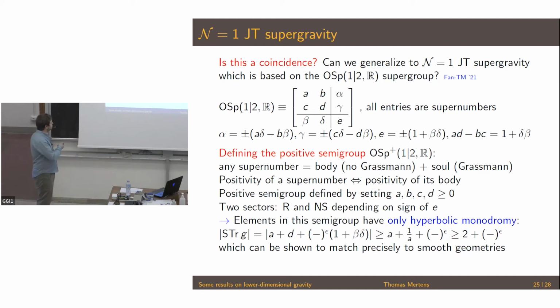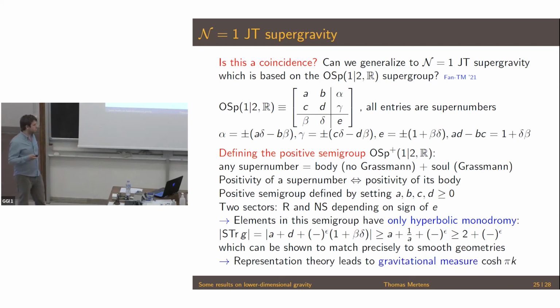And one can show that precisely these monodromies geometrically would correspond again to smooth geometry. So this is doing the same thing. We're restricting to only smooth geometries.